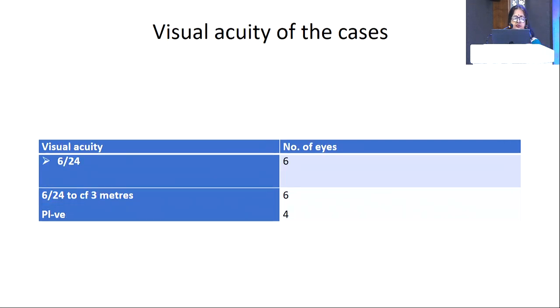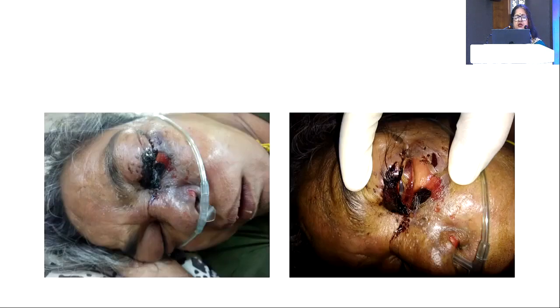Visual acuity was more than 6/24 in 6 cases, and 6/24 to counting fingers at 3 meters in 6 cases. PL negative in 4 cases. This is one of the cases where the general condition was very poor, and these are associated with lid edema, facial edema, pain, and proptosis, with a very poor general condition.